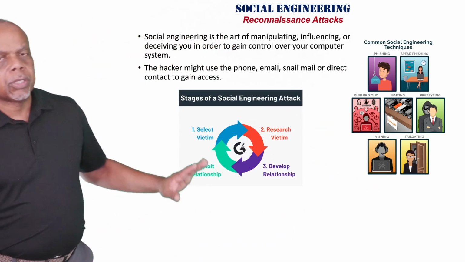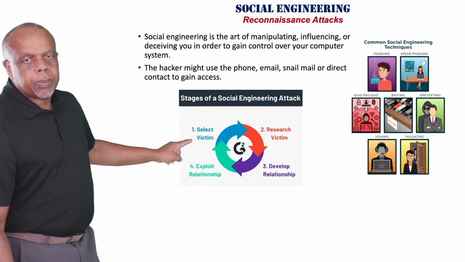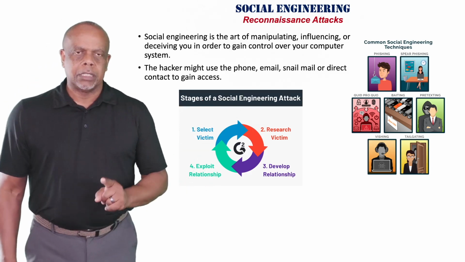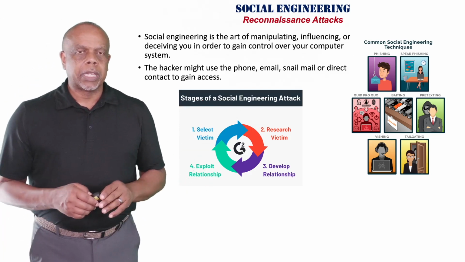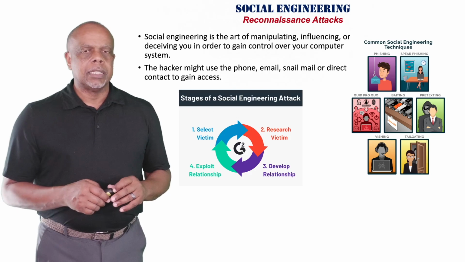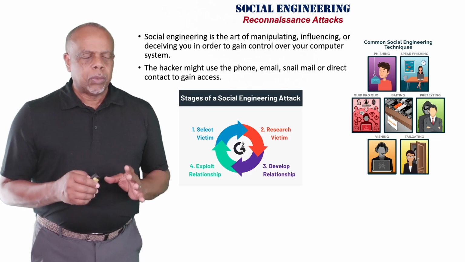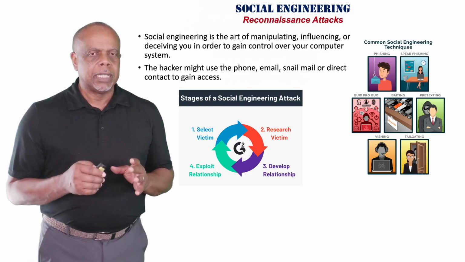So what are the stages of a social engineering attack? First part is select the victim. That is the first part. Okay, looking for someone that is an easy target, because we don't want to spend a lot of time on that target if we can find an easy one.